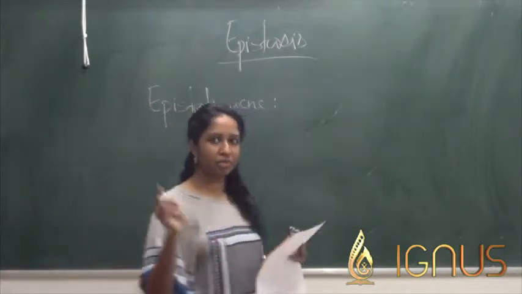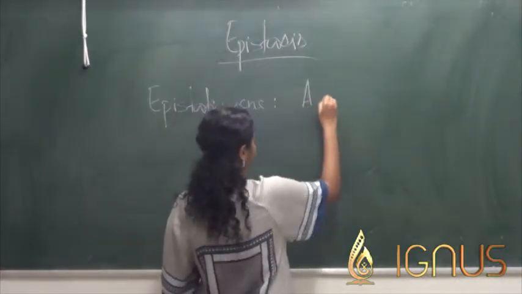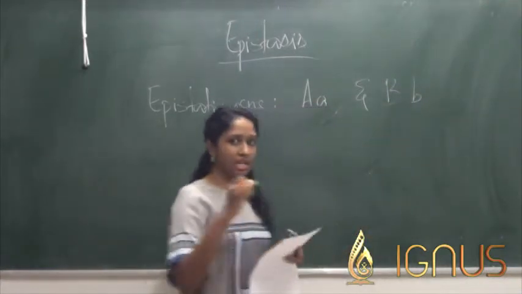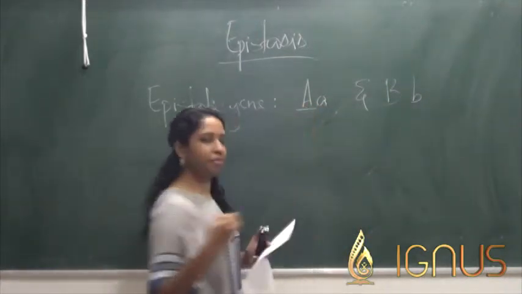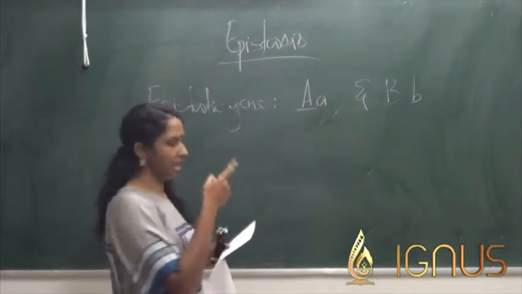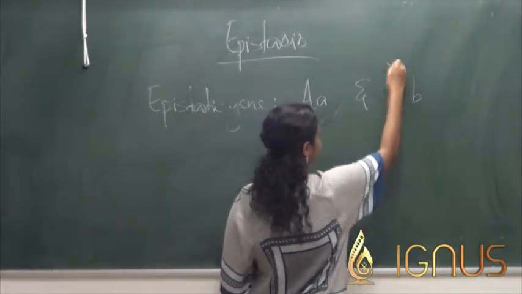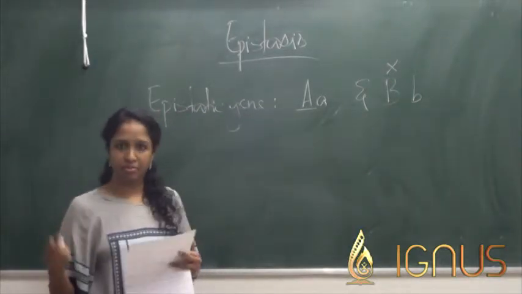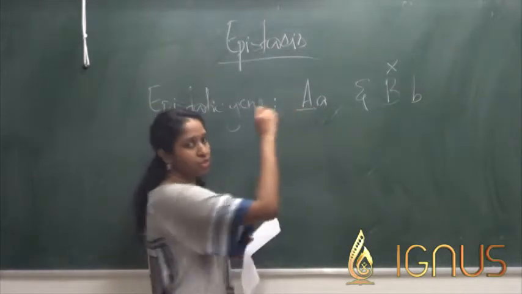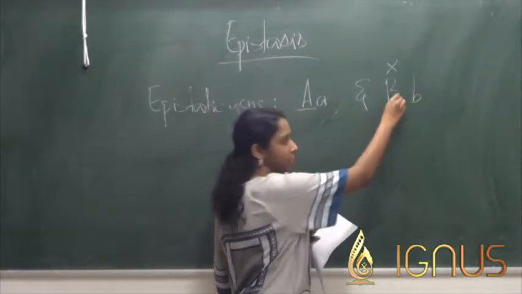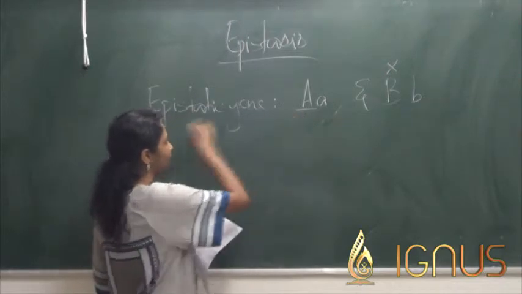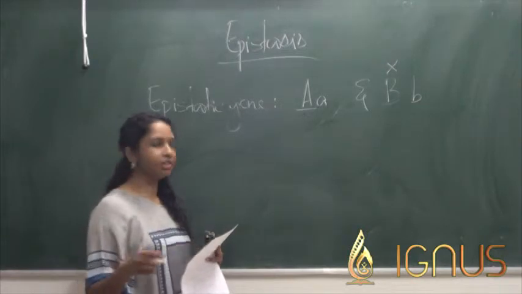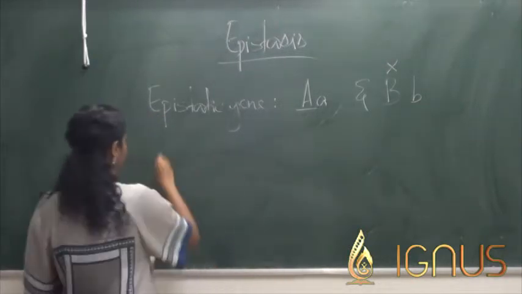So if you think back to the same example of A and B, let's say that the dominant A allele of the gene A is going to stop the phenotypic expression of the dominant allele B of the gene B. So this gene which is stopping the expression of gene B is called the epistatic gene. So the gene which is going to stop the expression is known as the epistatic gene.